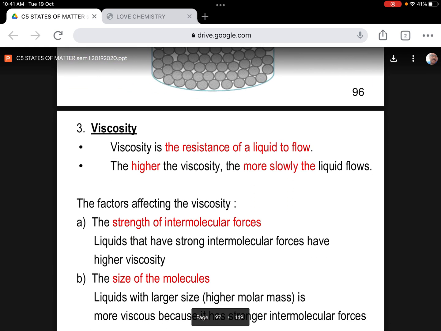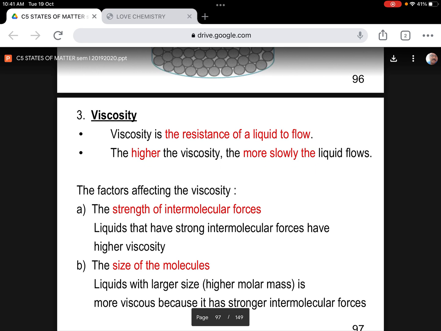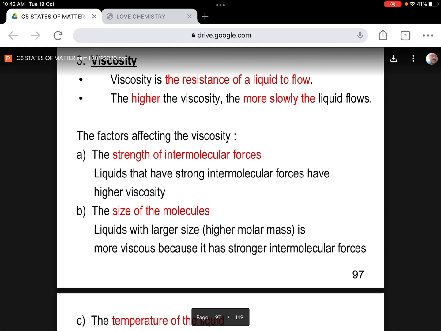Now, the third property, viscosity, resistance of a liquid to flow. The higher the viscosity, the more slowly the liquid flows. To make it a simple analogy, it is a comparison between engine oil and water. So we can see oil is more viscous than water, because you can see the oil flows slowly compared to water. Factors affecting the viscosity.